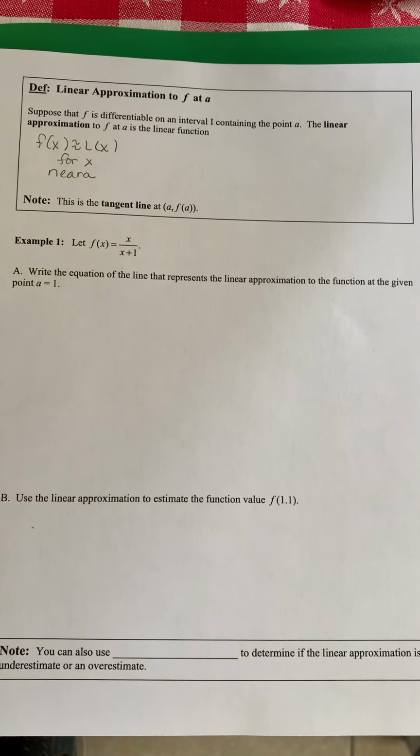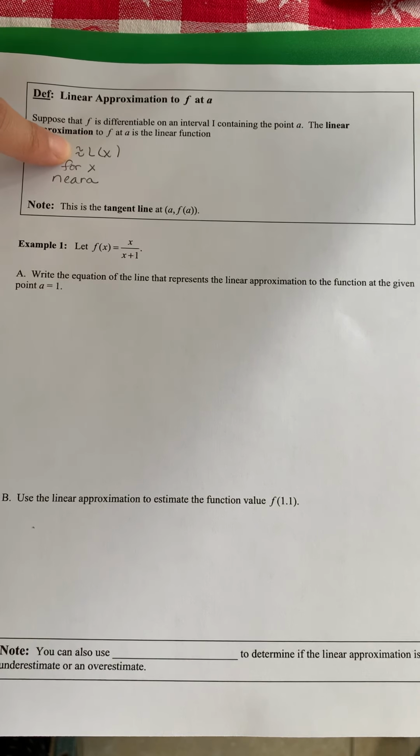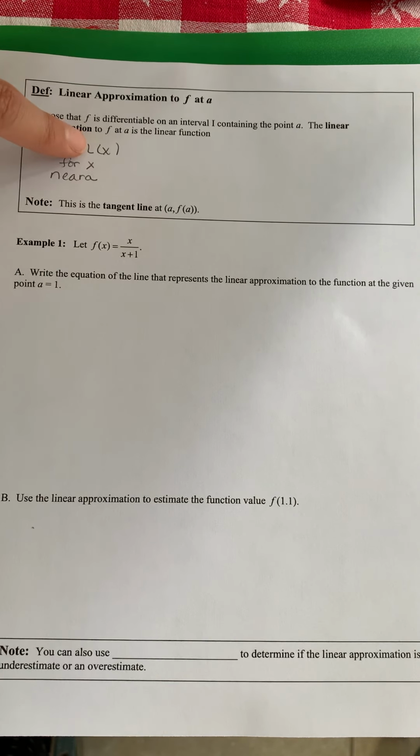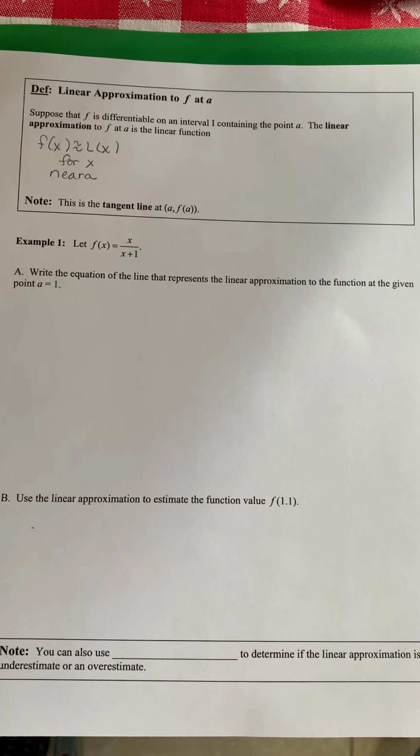We're going to look at example 1 in your section 4.6 notes. So first up, we need to go through our definition for linear approximation. So our function is going to be approximately the linear approximation for x near the a value that you're given. So essentially, you're just writing the equation of a line when you write your linear approximation function.